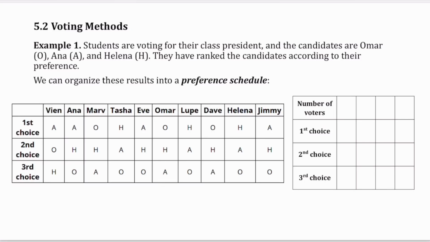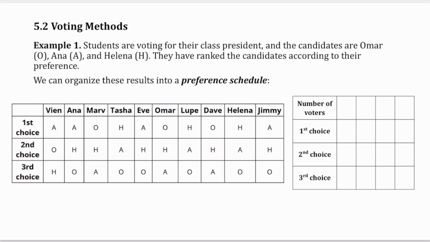Section 5.2 is on voting methods. Example 1. Students are voting for their class president, and the candidates are Omar O., Anna A., and Helena H. They have ranked the candidates according to their preference. We can organize these results into a preference schedule.